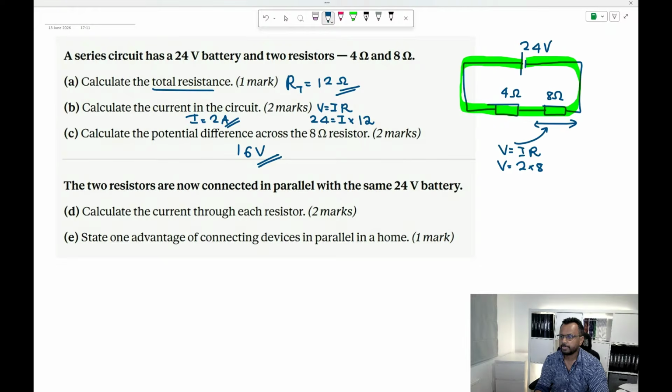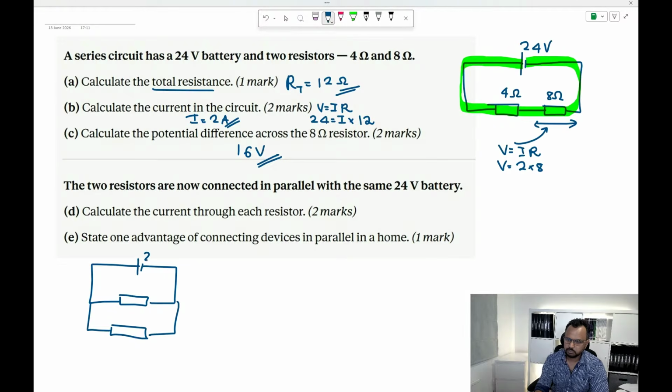Good, good. Right. The next one. The two resistors are now connected in parallel with the same 24-volt battery. Right. Let's do a new diagram, shall we? So, same two resistors, but these are now connected in parallel. So I'm just going to do the same power supply, so 24 volts. And this one here is 4 ohms, and this one here is 8 ohms.